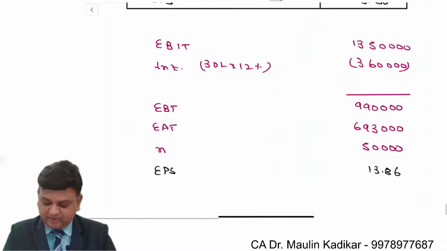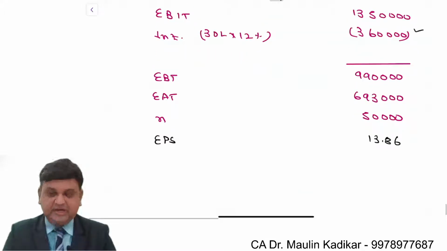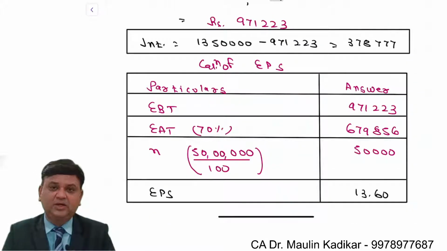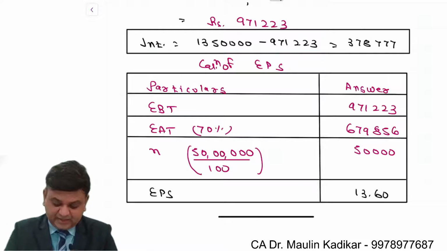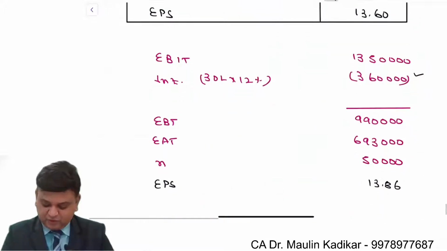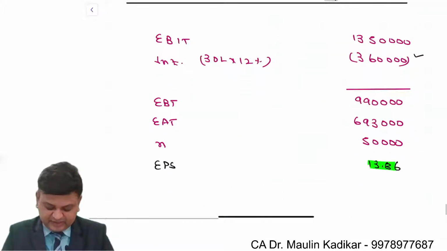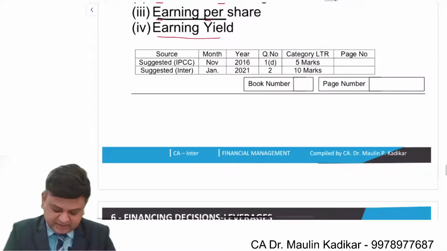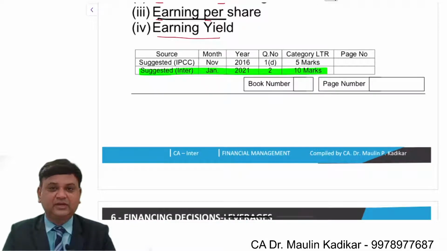And actually, the amount of the interest is given to us in the question as 360,000 only. So the institute has provided the suggested answer with a clarification that if you do the answer like this, we will give you full marks. And if you do the answer like this, even in that case, we will give you full marks. That is what they have clarified in the suggested answer. So doing either of the workings is acceptable in the examination.